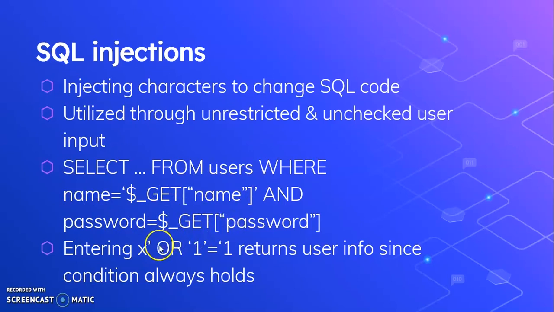If the user enters something like this, x quotation mark or 1 equals to 1, then we get a query like this. Select from users where name equals to some string and password equals to x or 1 equals to 1. Since 1 always equals to 1, the condition always holds. Therefore, the attacker is able to gain confidential information about every user. And we cannot allow that. Therefore, when we're designing the websites, we have to follow certain coding practices.